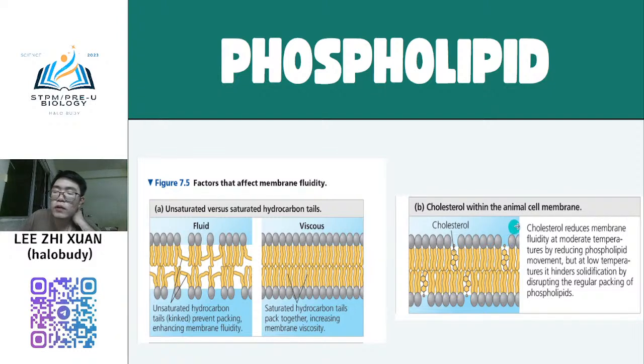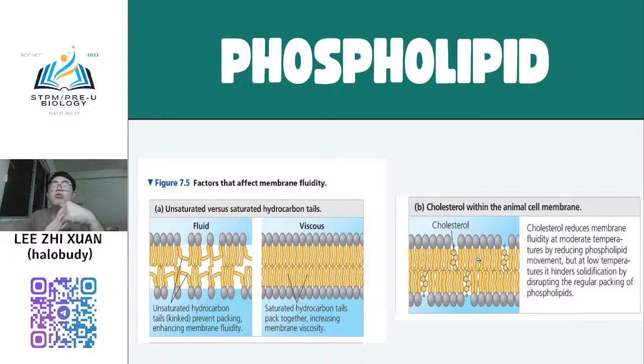Okay, another one is cholesterol within the animal cell membrane. Normally animal cells contain cholesterol within the phospholipid bilayer. But plant cells and fungi cells rarely have it, normally only animal cells have it. Normally the function of cholesterol is to reduce the membrane fluidity at moderate temperature. So it acts as a fluidity buffer. Fluidity buffer means that based on the temperature, it can regulate the fluidity of the membrane. So at moderate temperature, it will reduce the membrane fluidity, because the fluidity of the membrane cannot be too high or too low. If it is too high, it can easily burst.